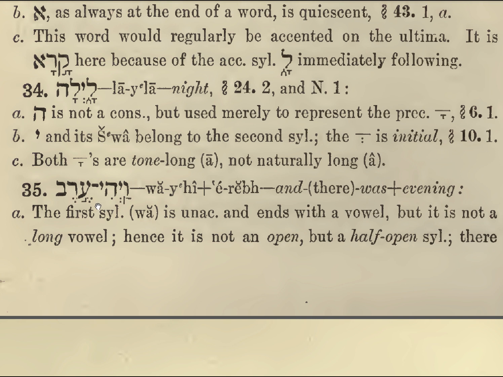Vayehi ngereb. And there was evening. Vayehi ngereb. So the first syllable, va, is unaccented. It ends in a vowel, but it is not a long vowel, and so it's not technically an open syllable, but a half open syllable.